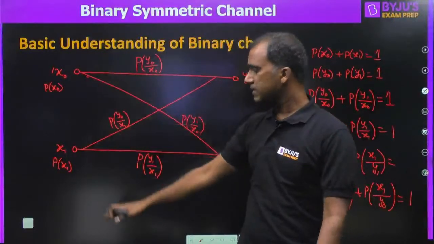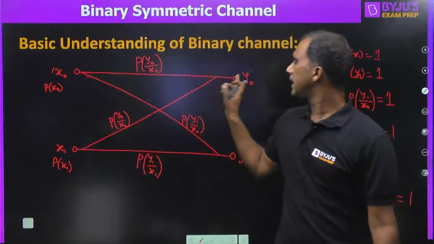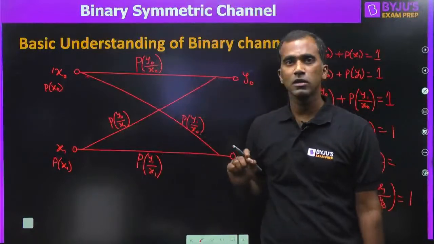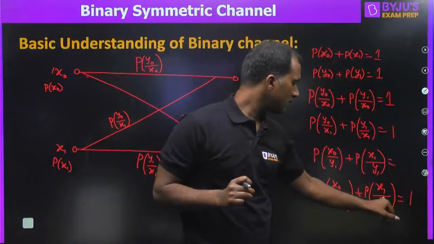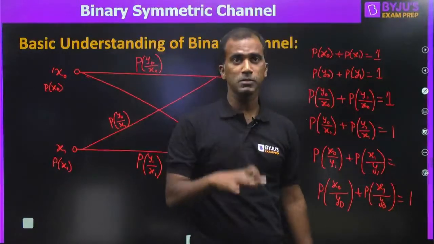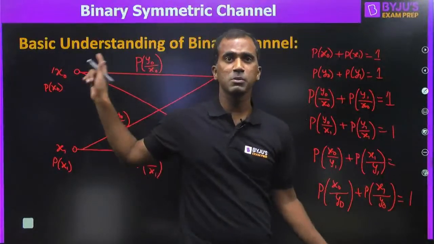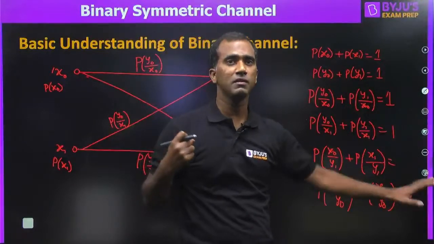Let's say it is a 3 by 3 channel. If there are 3 lines ending at Y0 instead of 2 lines, then you have to add three probabilities. Instead of X0, X1, you have to add P of X2 given Y0, then only it will become 1. All the possibilities. Given Y0, what are the things that are responsible for Y0? How many things are there? You have to add the conditional probabilities of all of them. That only will result in 1.